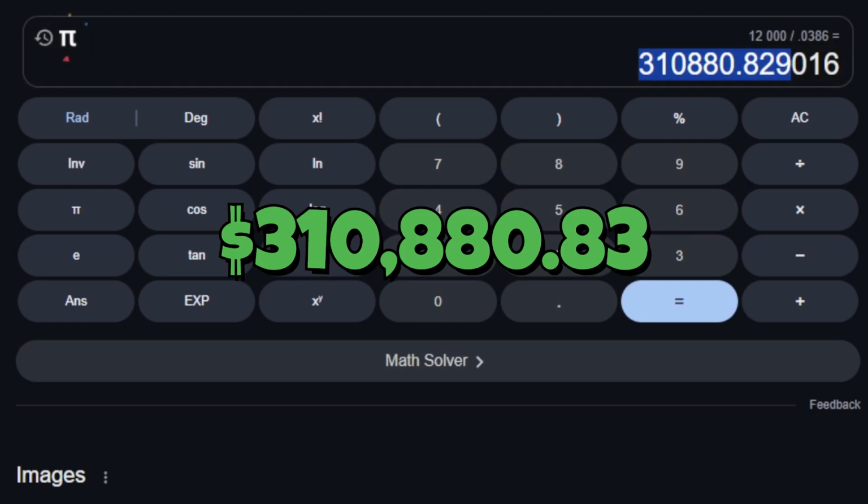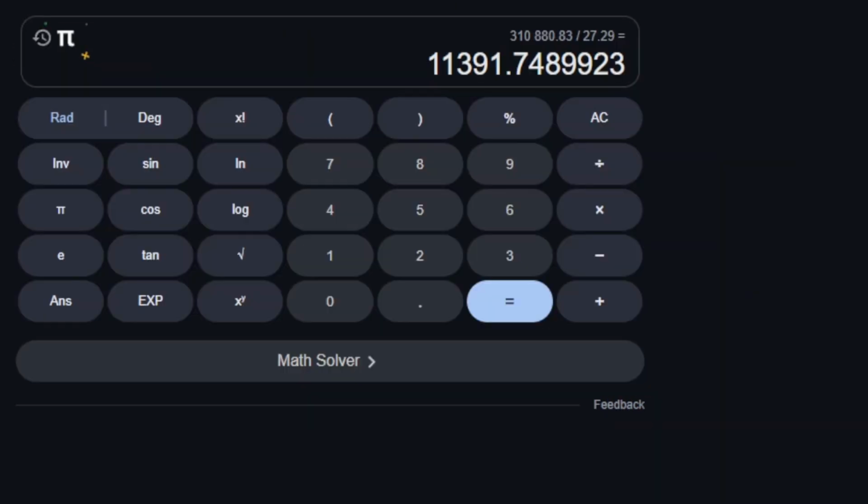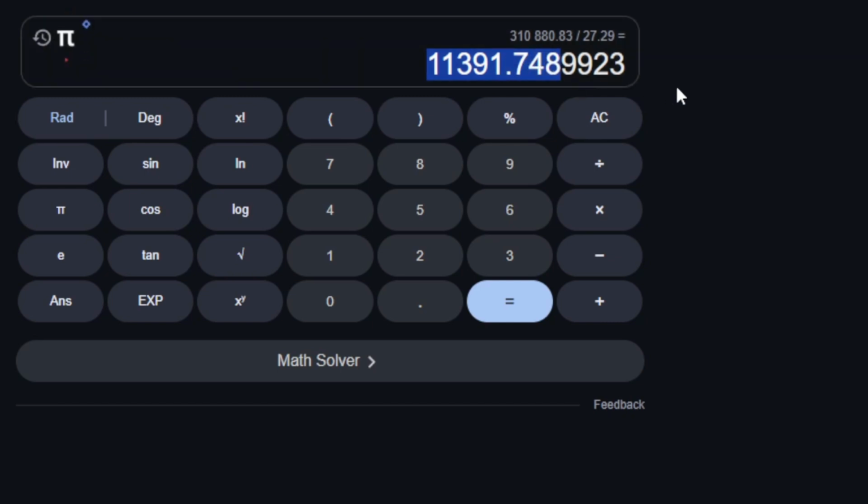So in terms of how many shares you need, well, SCHD is currently trading at $27.29. So when we take 310,880 divided by 27.29, you get 11,391.75 shares. So that's how many shares you would need.